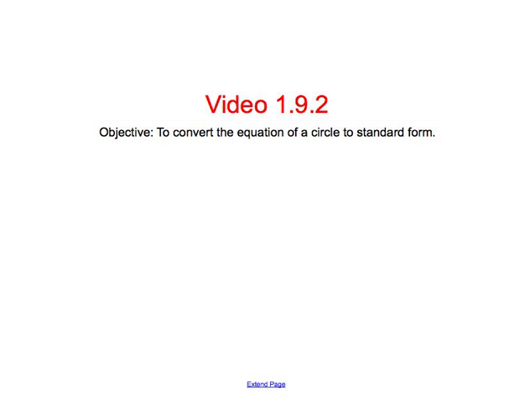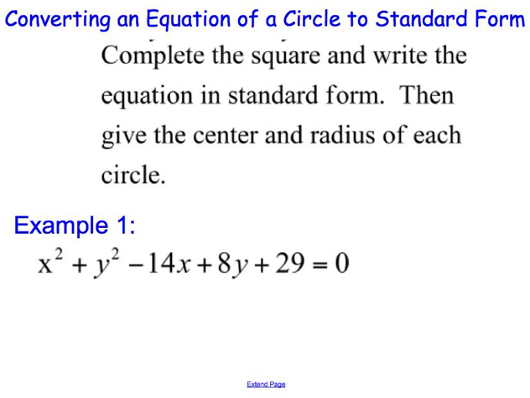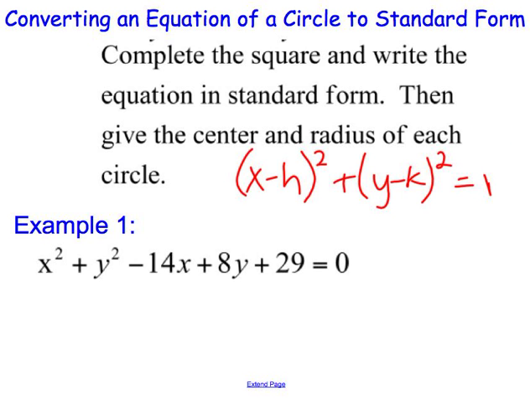This is video 192, and the goal of this video is to convert an equation of a circle to standard form. So we've already worked with the general form of an equation of a circle, but now we're going to work with ones that aren't in standard form. Just as a quick review, the standard form of a circle is (x minus h) squared plus (y minus k) squared equals r squared, where r is the radius and h and k are the center.